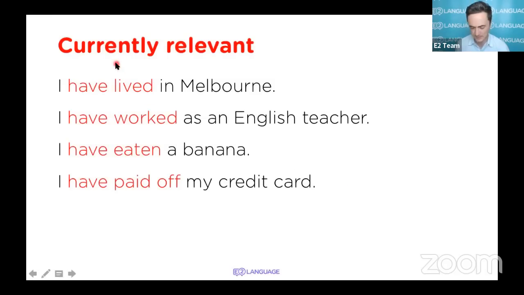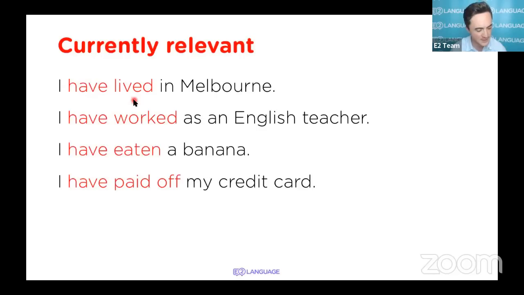Well, it means currently relevant. I have lived in Melbourne. This is where it gets weird because it's talking about the past. I have lived in Melbourne in the past, but I'm pulling that past experience into the present because it's currently relevant to talk about it.